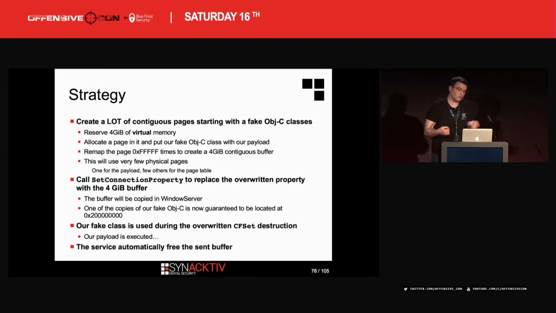Then we call the set connection property to replace the big array of CFSet with our 4 GB buffer. The buffer will be copied in Windows Server, and because we are allocating 4 GB in Windows Server, we can hardcode the address of our fake Objective-C class in our exploit. Then our fake class will be used when the CFSet is destroyed, and MIG will automatically free our big 4 GB allocation.